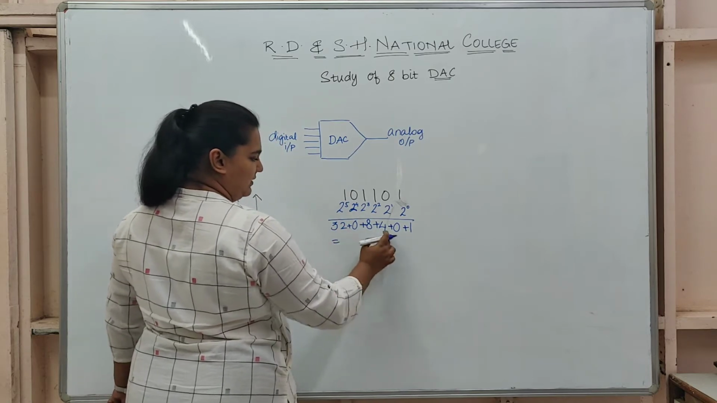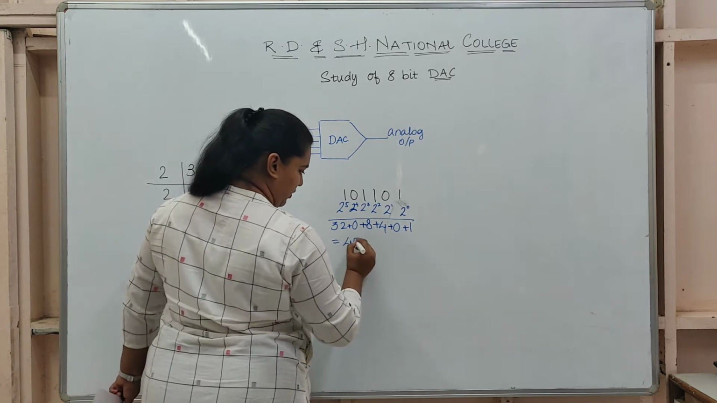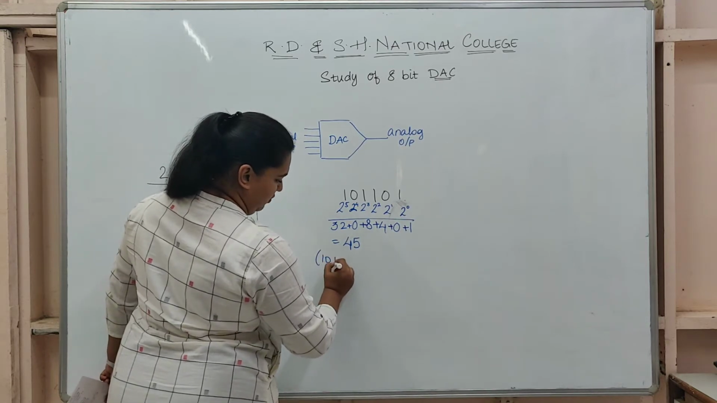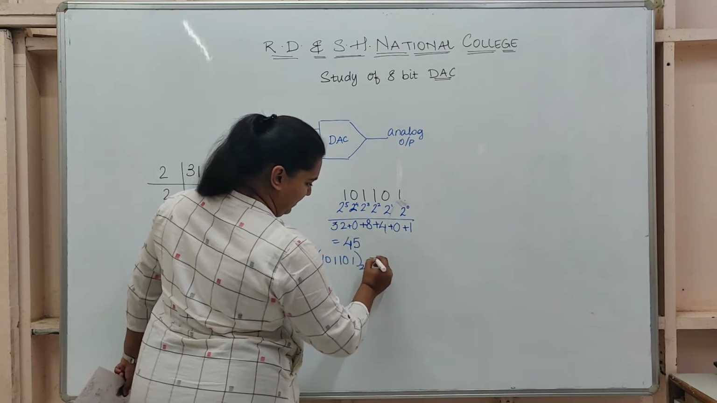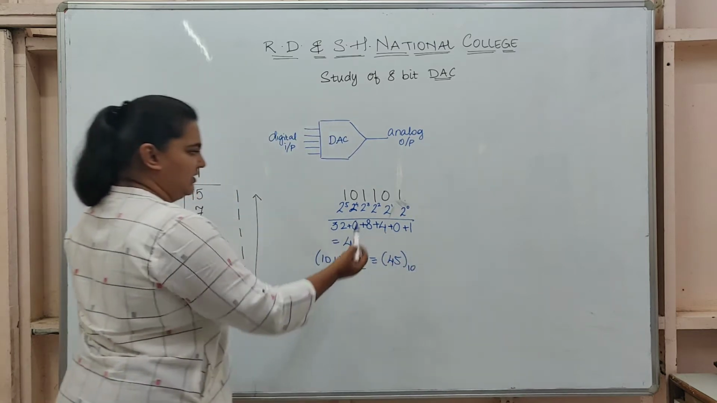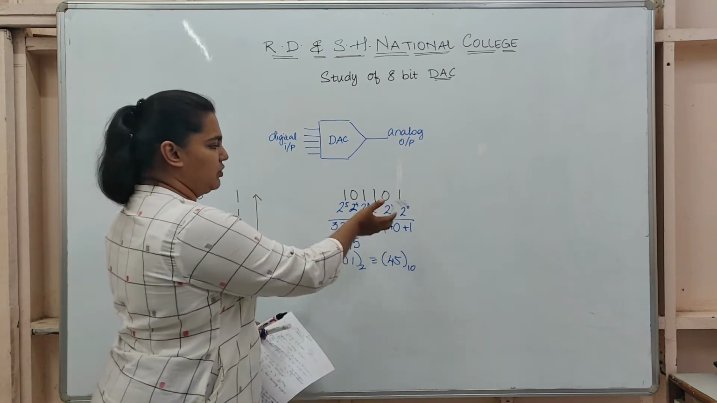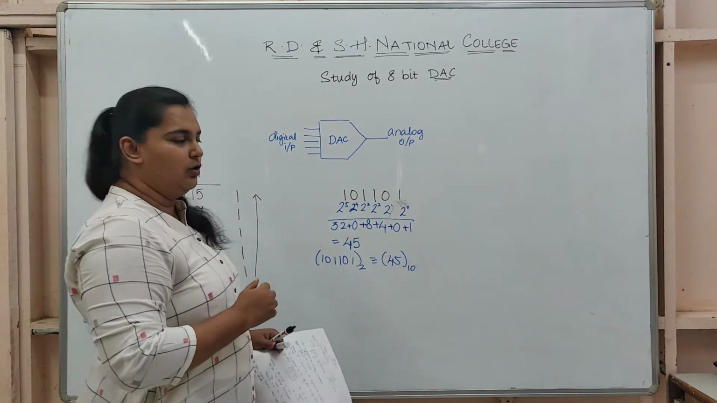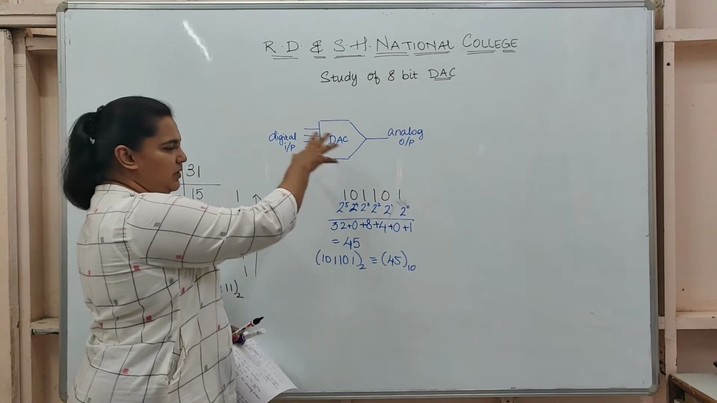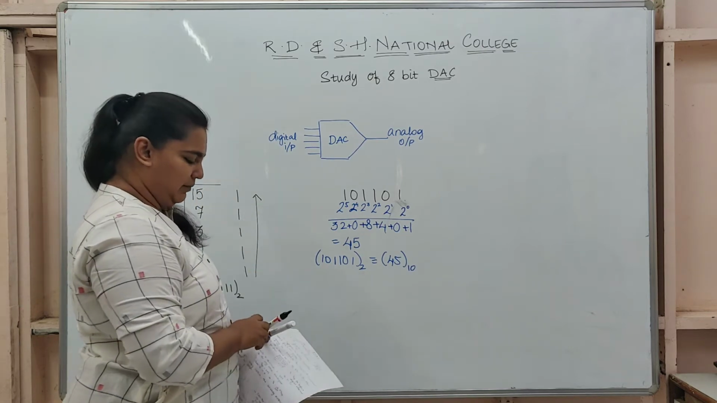So when you add this up, you will get 32 plus 8, 40, plus 4, plus 1, 45. So this number in binary, which was 101101, can be written in decimal as 45. So this is called weighted transformation from binary to analog or decimal. That's the concept we are using here. There will be resistors inside your circuit and that's how the conversion will take place.